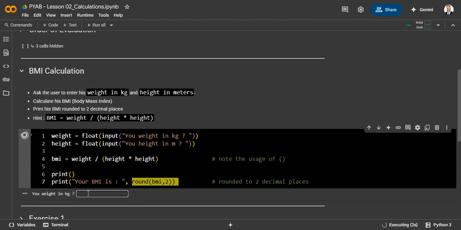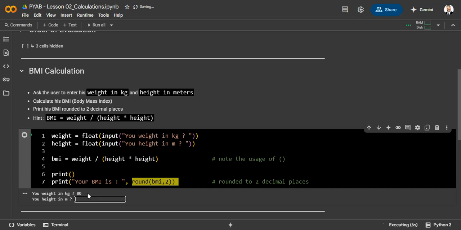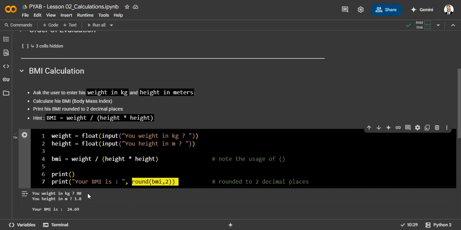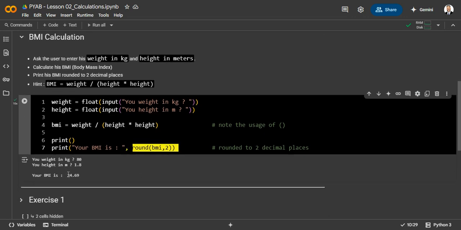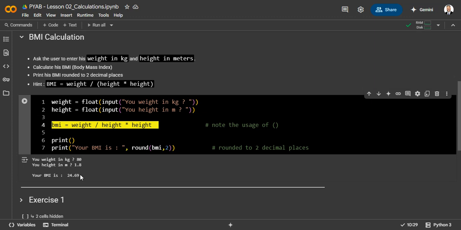I put in a weight, just anything, 80 kilograms. Height is 1.8 meters for a person. His BMI is 24.69. He may be in the just nice category. Okay, so if I forgot to put the bracket, will the system give me an error message? No error message. It will take the formula and do the calculation.